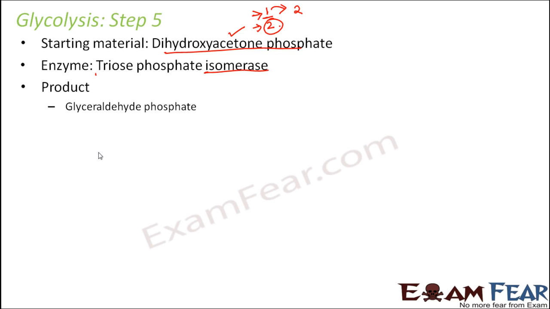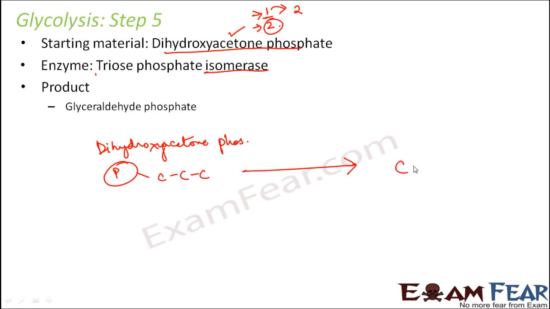Now the dihydroxyacetone phosphate, which will look somewhat like this, gets converted into its isomer, which is again a 3 carbon compound with 1 phosphate group, just that the arrangements are different. In step 4, we already had 1 glyceraldehyde phosphate, which we have kept undisturbed. We did not do anything to that. Here again, dihydroxyacetone phosphate is also converted into glyceraldehyde phosphate.